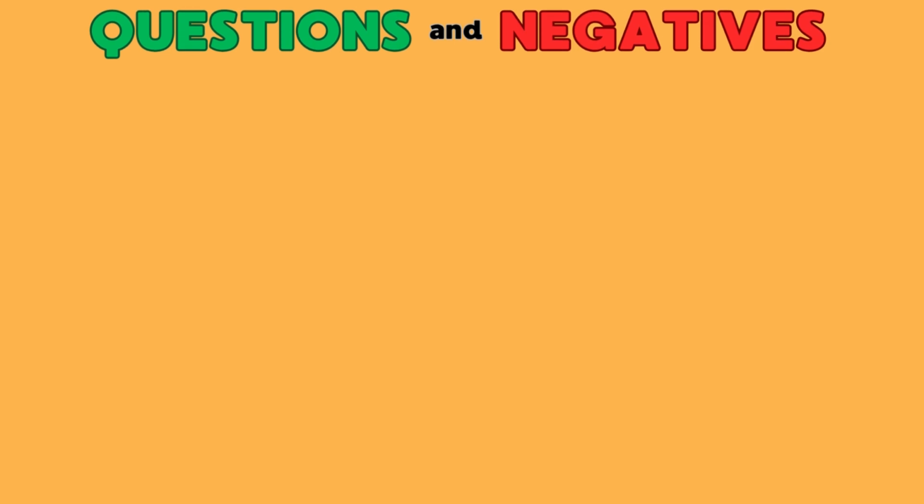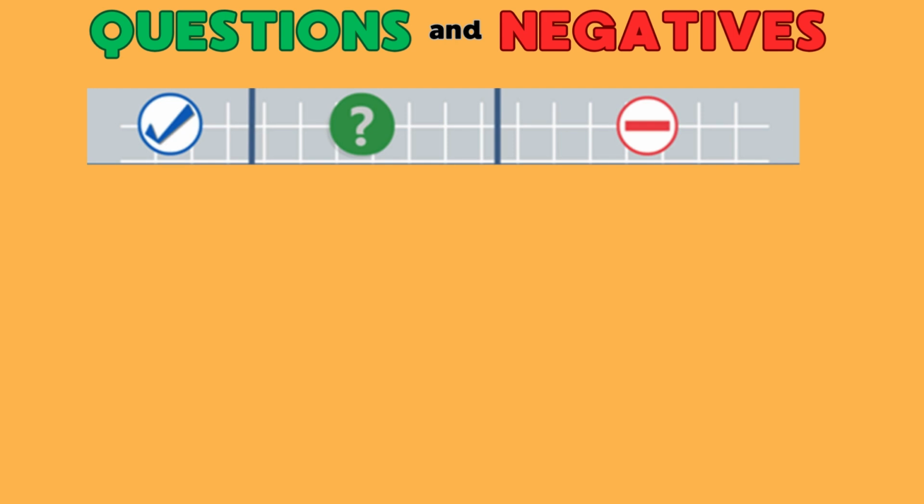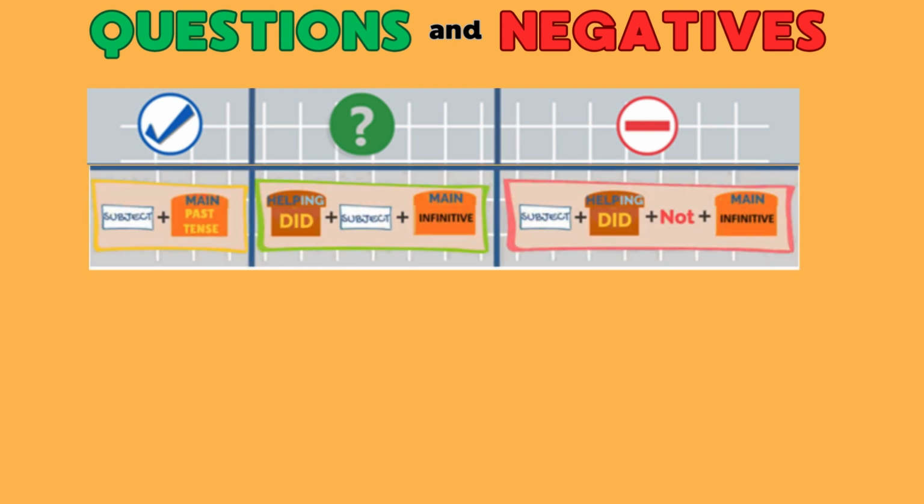As a rule, helping verbs help to ask questions or make negatives. To ask questions or make negatives in past simple, we use the past form of the helping verb to do, did. For the question, we add the helping verb did before the subject and change the main verb to the infinitive without to. For the negative, we add the helping verb did plus not after the subject and change the main verb to the infinitive without to.